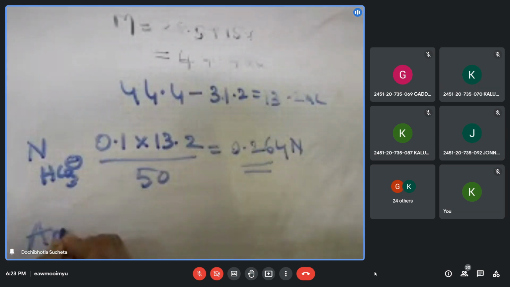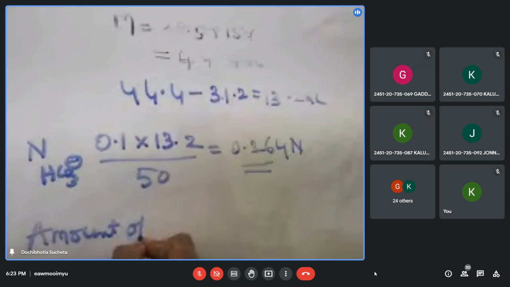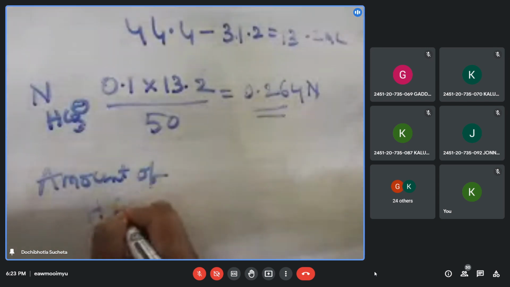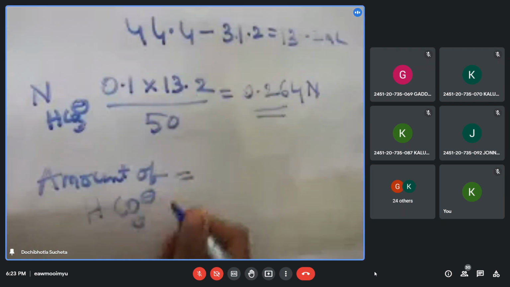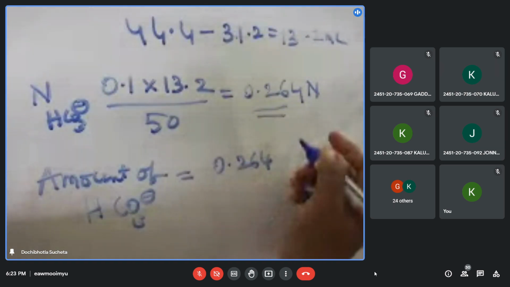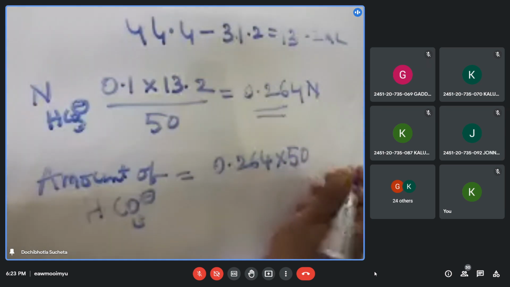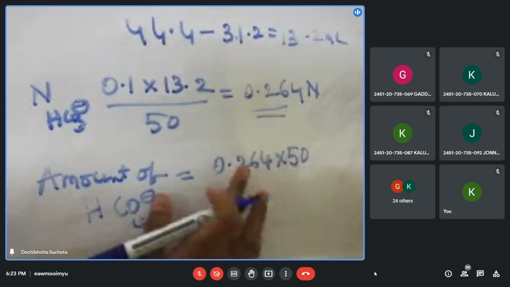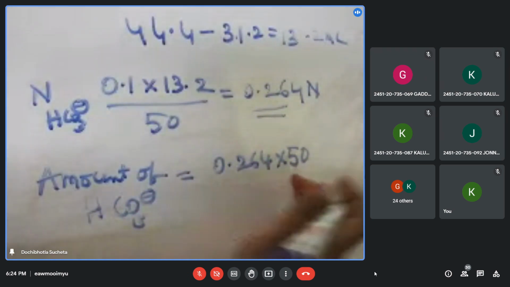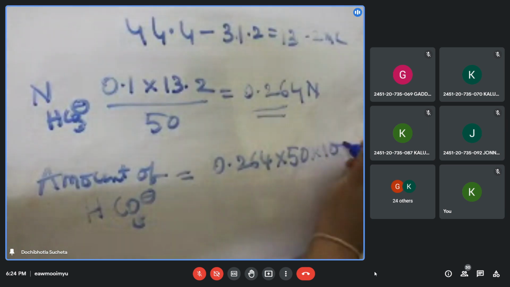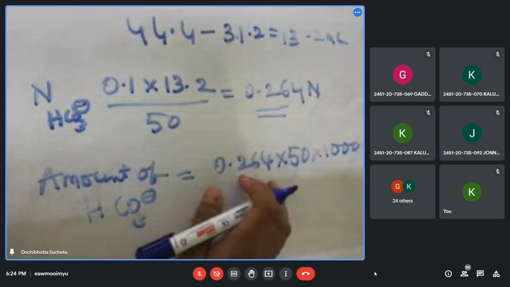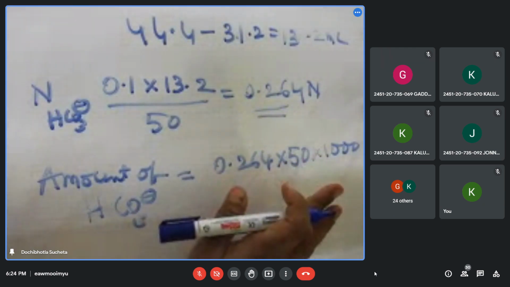So the amount of bicarbonate is equal to, last time they asked this question, 0.264, which is the normality, into 50. Why 50? To get the calcium carbonate equivalent. Normality is weight of the salt by gram equivalent weight, but it gives in grams. I want to convert it into milligrams, so I'll multiply with 1000. So what's the answer?